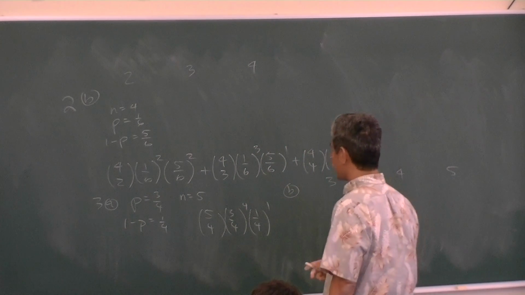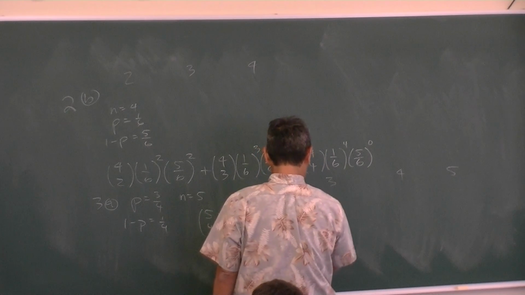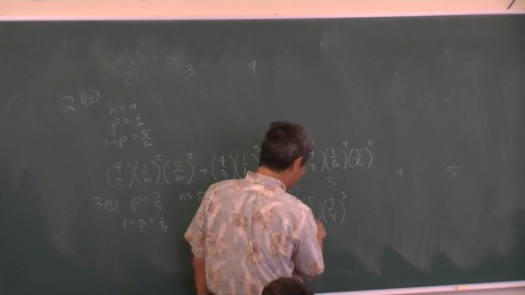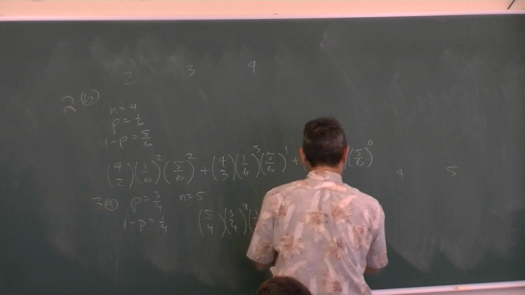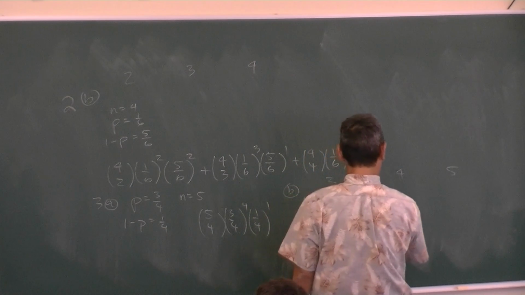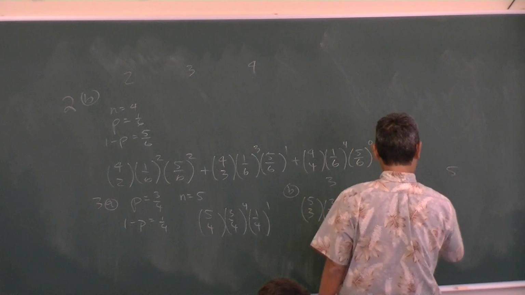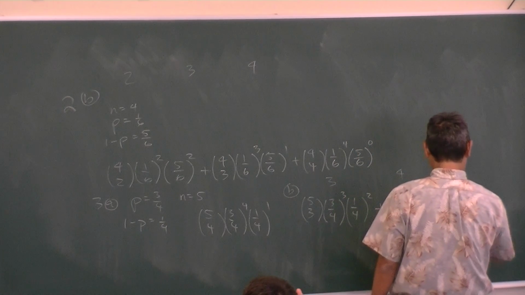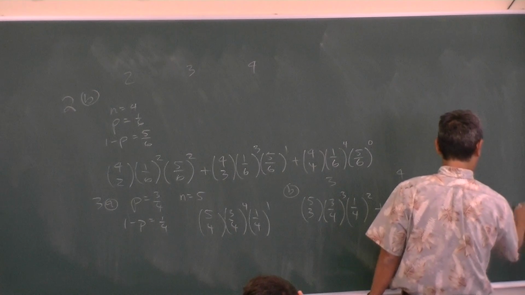What's the probability of making 3 free throws if you shoot 5? 5 choose 3, probability of success to the 3rd. Whatever number's down there, that's what you put up there. 1/4 to the 2, plus 4 free throws: 5 choose 4, 3/4 to the 4, 1/4 to the 1, and then 5 free throws: 5 choose 5, 3/4 to the 5, 1/4 to the 0.